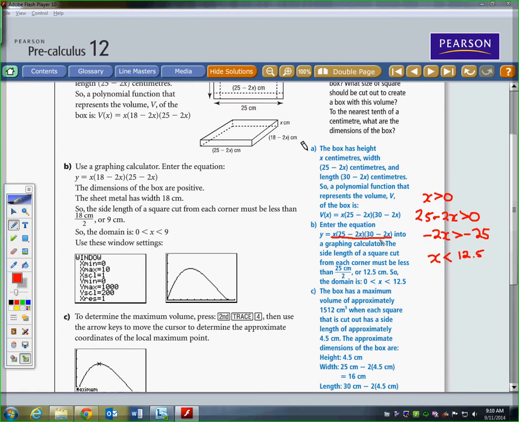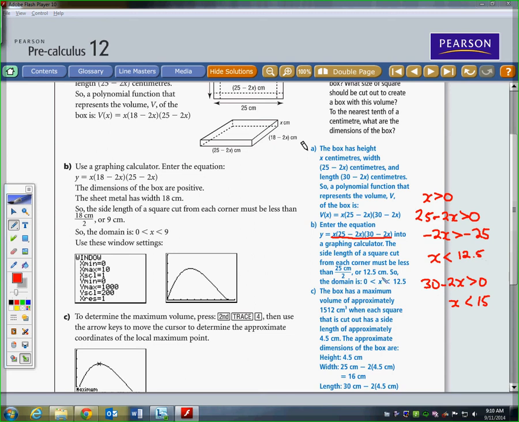Let's take a look at the last restriction. 30 minus 2x has to be greater than 0. This is very quick, so you're going to get x has to be less than 15. So if x has to be less than 12.5 and x has to be less than 15, really these two collapse into saying x has to be less than 12.5.